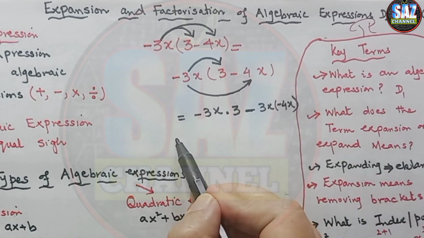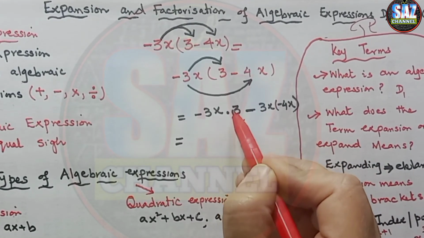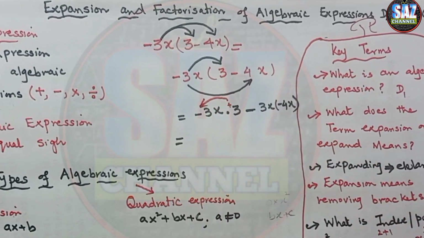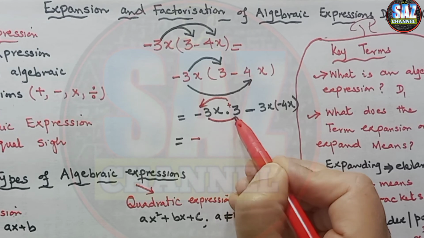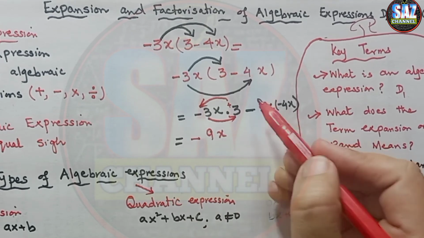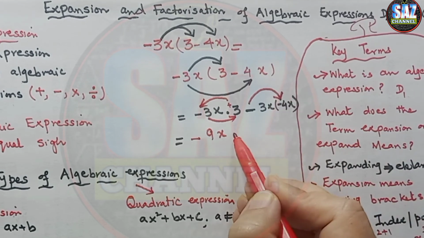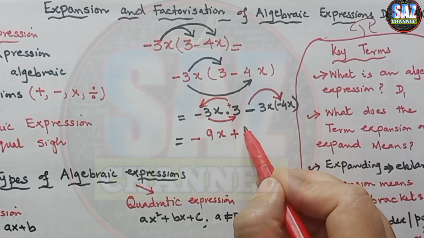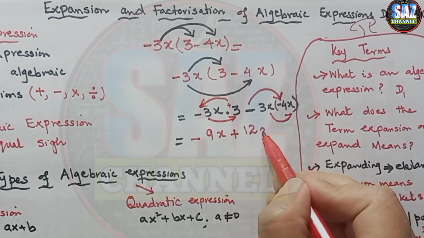Now look here carefully: if you look at the sign of this 3, there is no sign, which means it's a positive sign. So when this positive sign is multiplied by this negative sign, the answer will be minus, and the numbers will be multiplied by the numbers. This will become 3 3s are 9x. Coming to the second part, when this minus sign is multiplied by this minus sign, it becomes a plus sign, and when 3 is multiplied by 4, it becomes 12, and when this x is multiplied by x, it becomes x square.